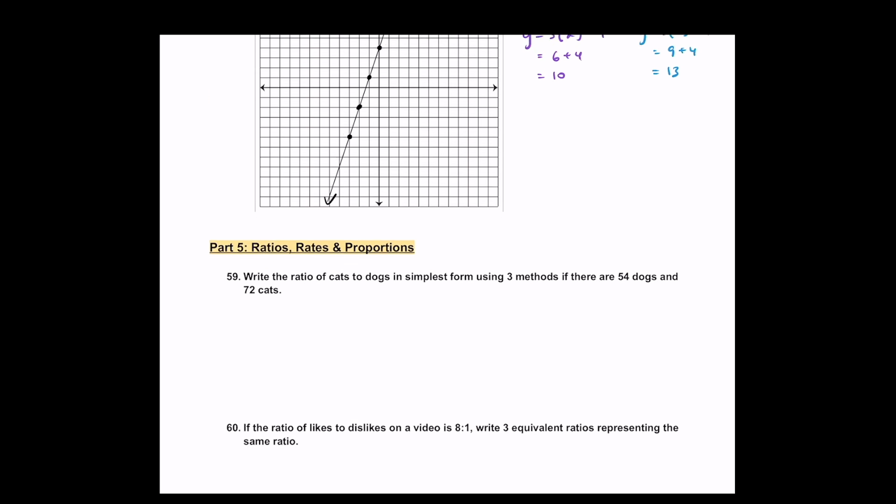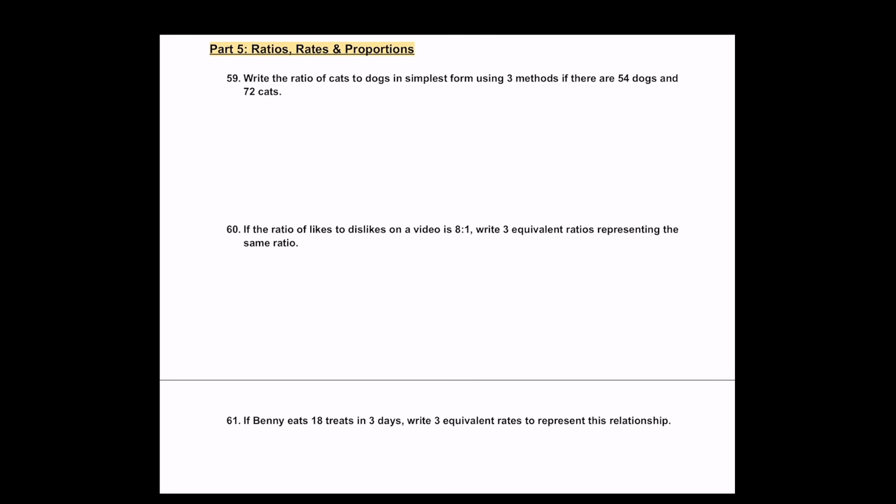Okay. Part 5, talking about ratios, rates, and proportions. So write the ratio of cats to dogs. So cats comes first, dogs come second. Keep in mind we can use the colon to represent the 2. In 3 methods, there are 54 dogs and 72 cats. So it has to be cats to dogs. So it has to be 72 first because it's cats to dogs. And then dogs there's 54.